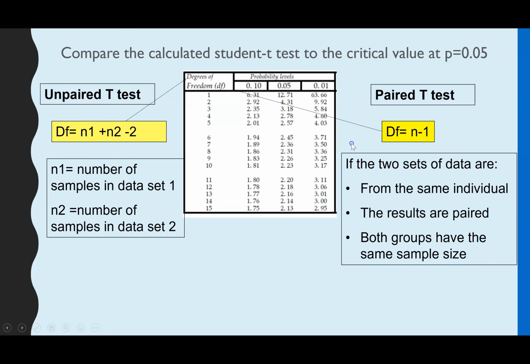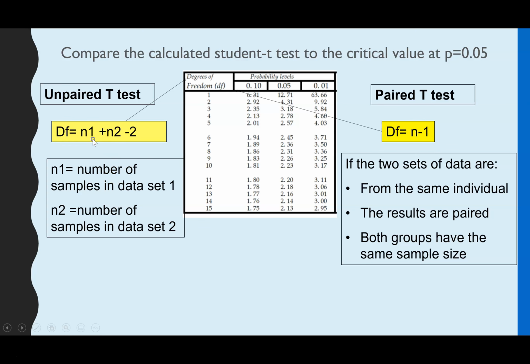So if it's a paired student t-test, that means the two means are from sets of data that were collected from the same individual. That's why we're saying the results are paired. All the data came from one individual, and therefore you automatically have to have the same sample size. However, sometimes you would have an unpaired t-test where you won't necessarily have the same numbers of samples. So with the species richness example that I said, you wouldn't necessarily have the same number of results, and that's why we then calculate our degrees of freedom in this way.